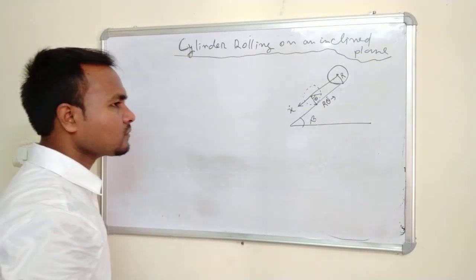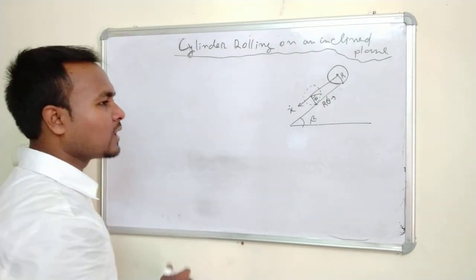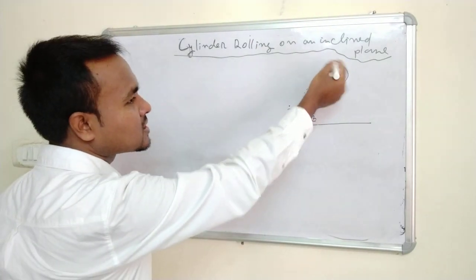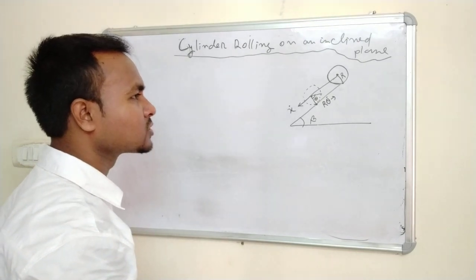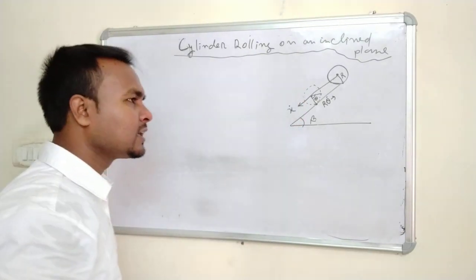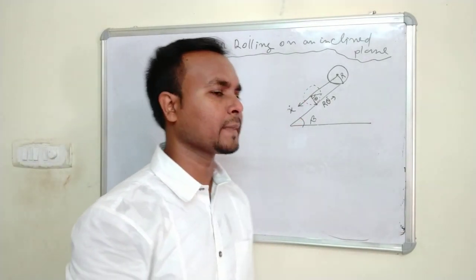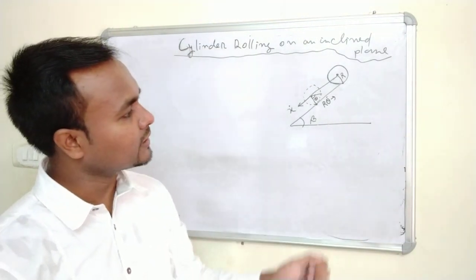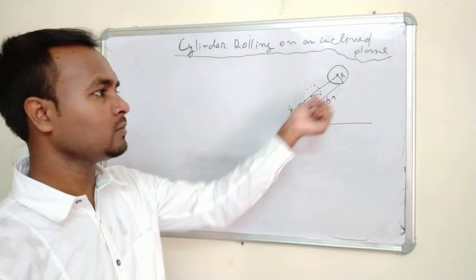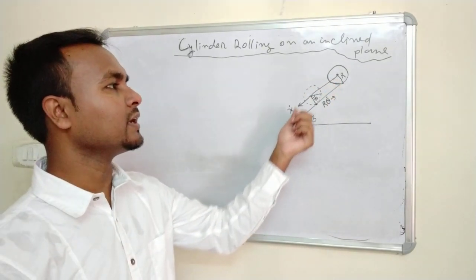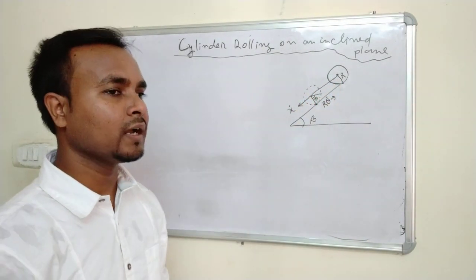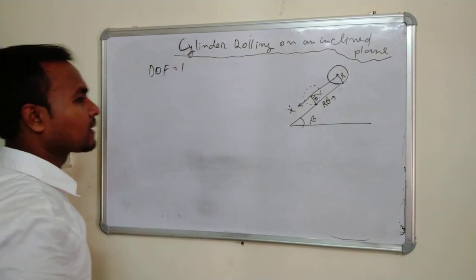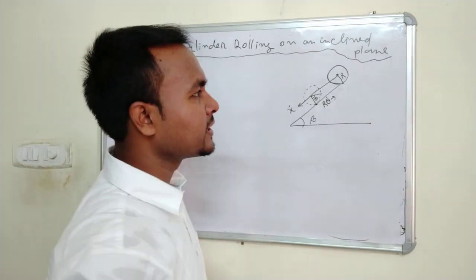Okay. So this is the case; we have to find out the acceleration of this cylinder, or the equation of motion. So now how many generalized degrees of freedom will be there? Any guesses? Only one degree of freedom in this direction. So the degree of freedom is equal to 1. Now what will be the generalized coordinate?